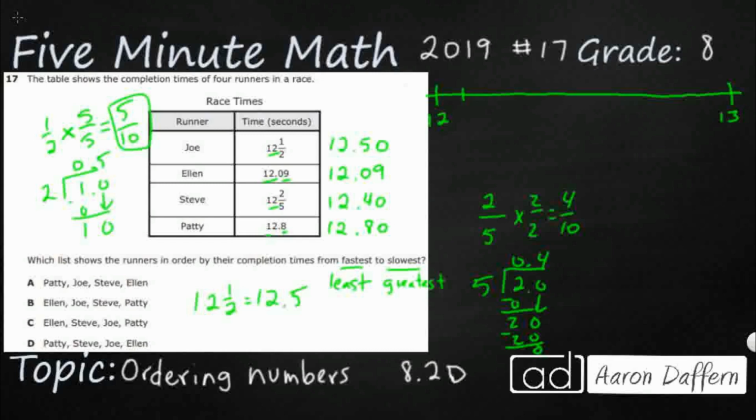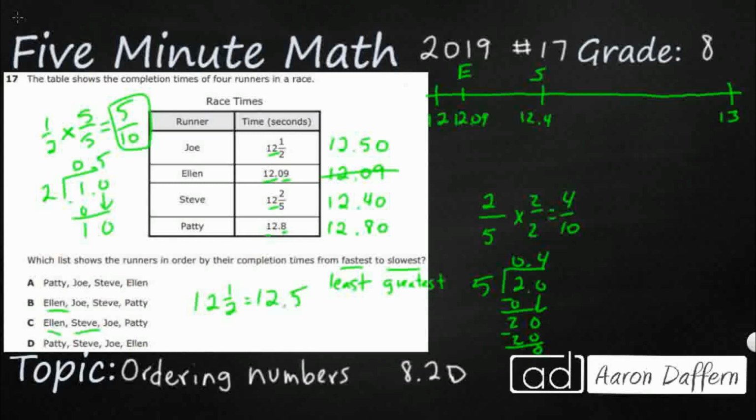All right, so I'm going to put these on our number line here. It's not going to be exactly proportional, but I'll just put them in. My smallest is 12.09, and that is E. So I'm just going to put an E right there. So we're looking for E first, so it could be either B or C. Then I'm going to do my 12.4, and that is going to be Steve. So it's looking like C right now.